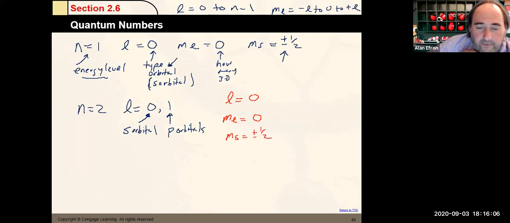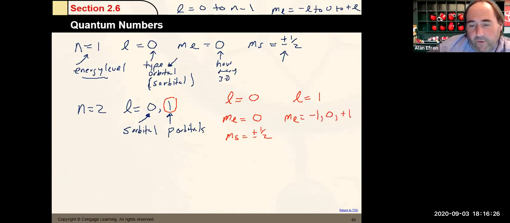I could also do it for my guy with a 1. So if my L value is 1, my m sub L could go from minus L to 0 to plus L. So minus L would be minus 1, 0, and plus 1. If you count up all of those things, that is 1, 2, and 3 individual orbitals. And remember, this is our p subshell, right? And the p subshell has 1, 2, and 3 orbitals. And each of those could have an m sub s of plus or minus 1/2.